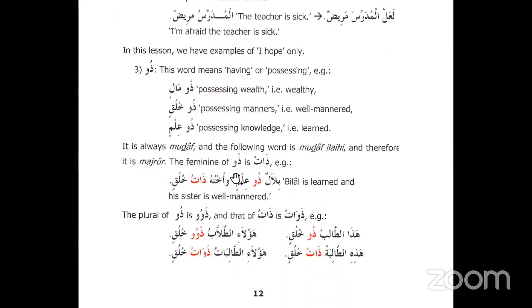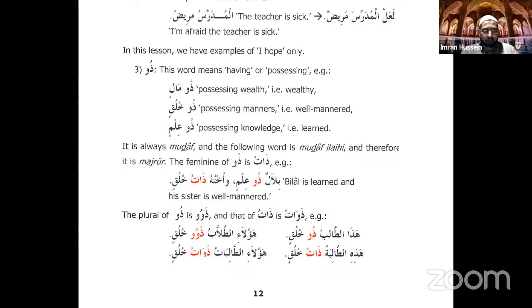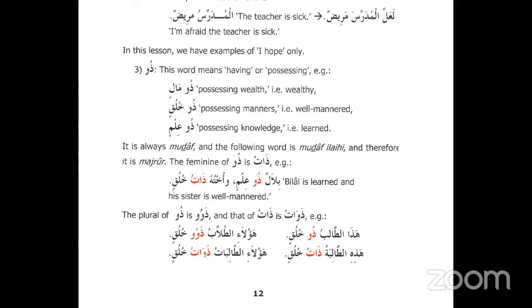Number 3, dhu. This word means having or possessing. For example, dhu malin, possessing wealth. That is wealthy. Dhu khuluqin, possessing manners. That is well mannered. Dhu ilmin, possessing knowledge. It is always mudaf, and the following word is mudaf ilayh, and therefore it is majroor.